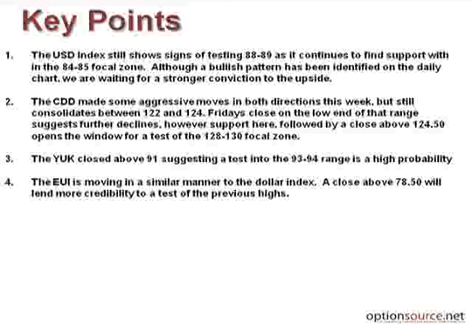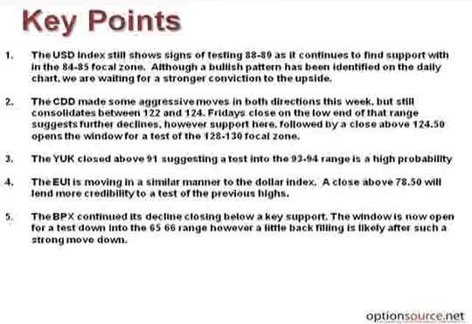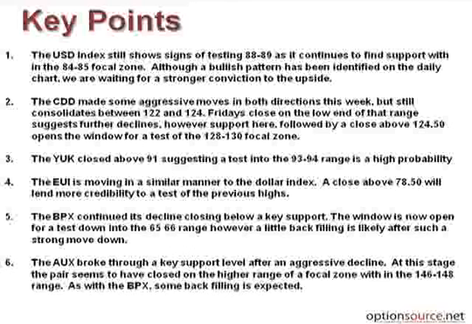The EUI, the U.S. versus the euro, is moving in a similar manner to the dollar index. A close above 78.5 will lend more credibility to a test of the previous highs. The BPX, the U.S. versus the British pound, continues its decline, closing below a key support level. The window is now open for a test down into the 65-66 range. However, a little backfilling is likely after such a strong move to the downside. And finally, the AUX broke through a key support level after an aggressive decline. At this stage, the pair seems to have closed on the higher range of a focal zone within the 146-148 range. As with the BPX, some backfilling is expected.